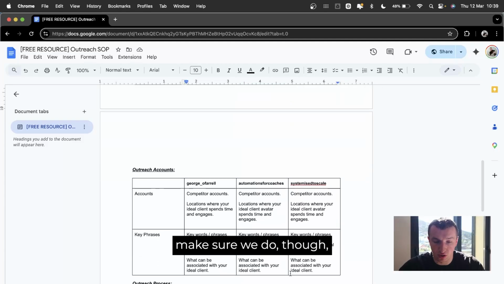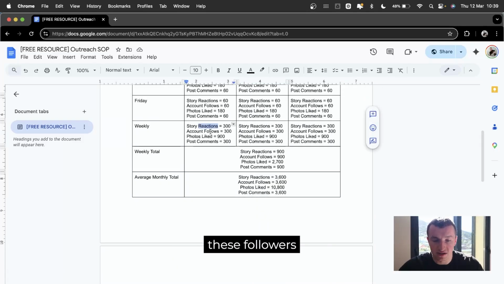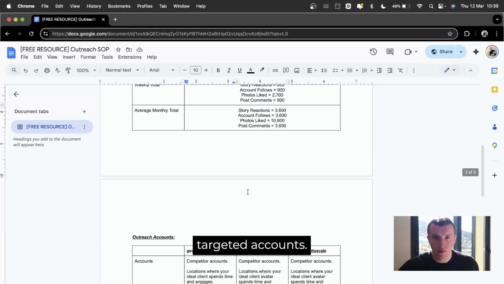What we then want to make sure we do though, is we want to make sure that when we're sending these reactions, these follows and these likes and comments, that they're coming from specific targeted accounts. Now, when we look at anything in outreach, I always think that we need to systemize everything so we can track it.